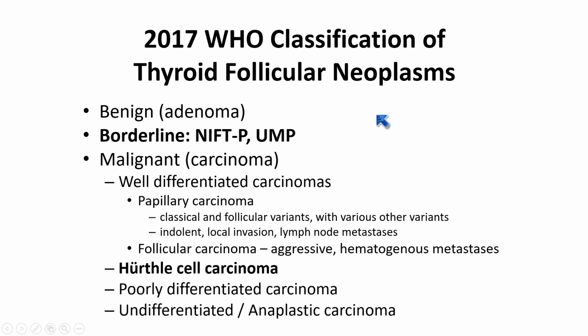Now, in 2017, the classification changed dramatically because we created a whole new category of borderline tumors, which is great if you're a fence sitter, so you can just put things there and not worry about it. And then we added the concept of Hürthle cell carcinoma, which was kind of historical but never really was given its due. And that's the next step of confusion.